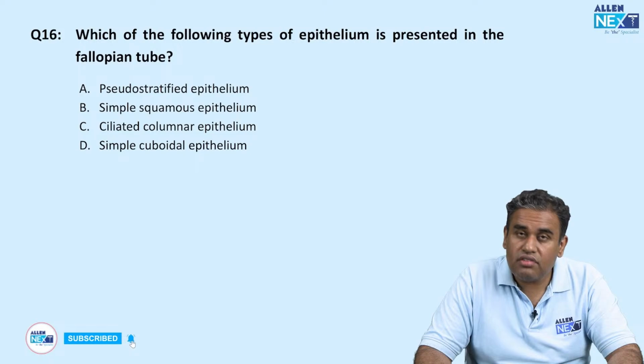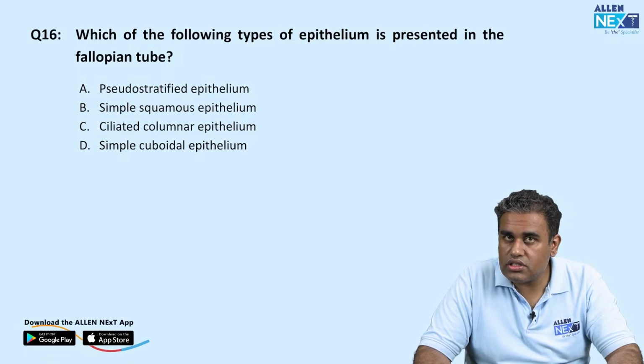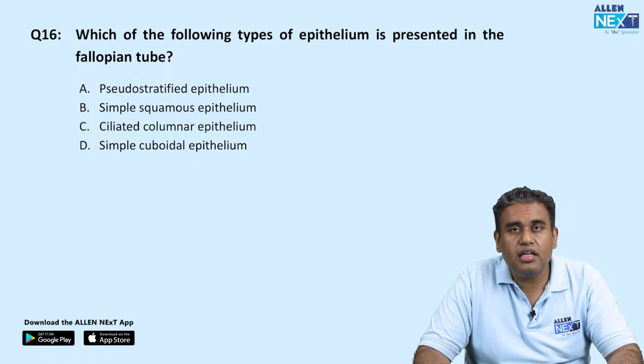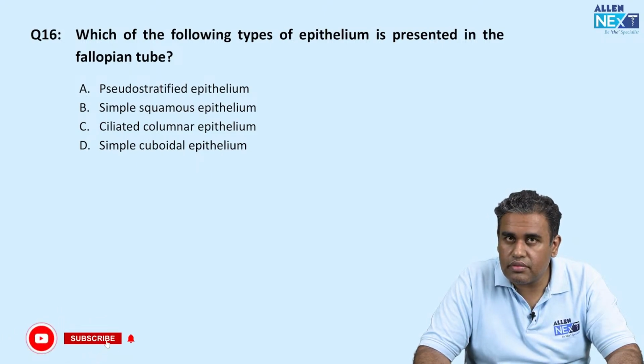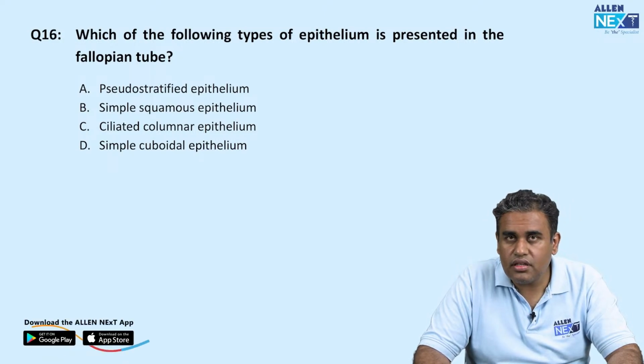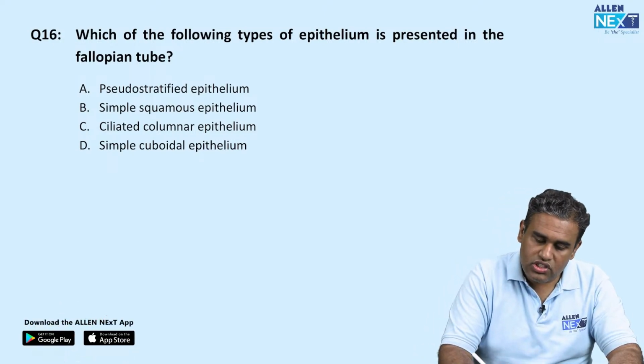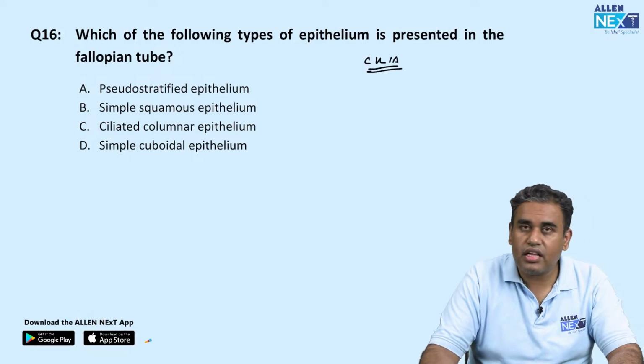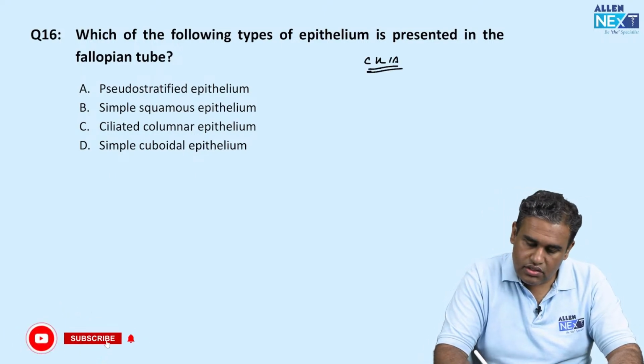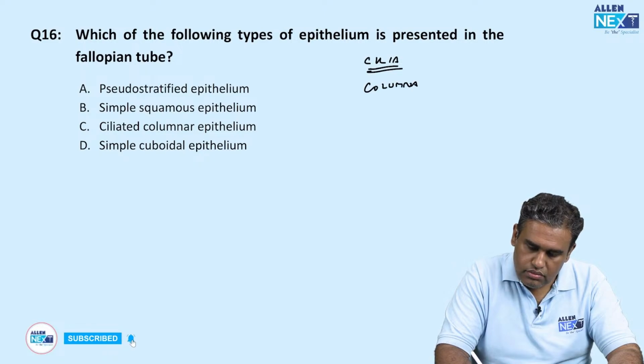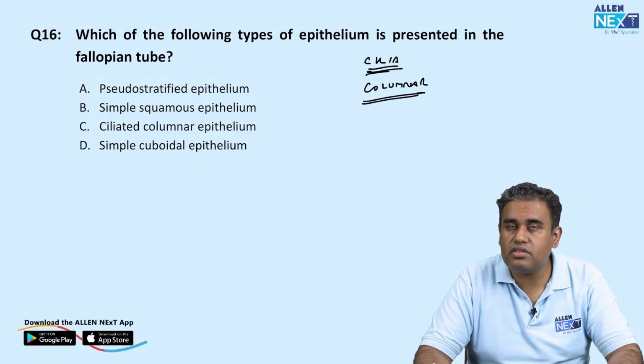Which epithelium is present in the fallopian tube? A histological question. Remember, epithelia are there as functional histology; there has to be some function around it. Fallopian tube, what is the function? It transmits the spermatozoa as well as the secondary oocyte. So there should be cilia present. Also, there are a lot of secretions, so they are columnar epithelium. So cilia and columnar epithelium are found in the fallopian tube.